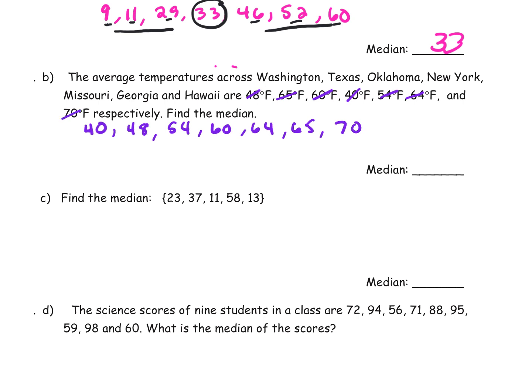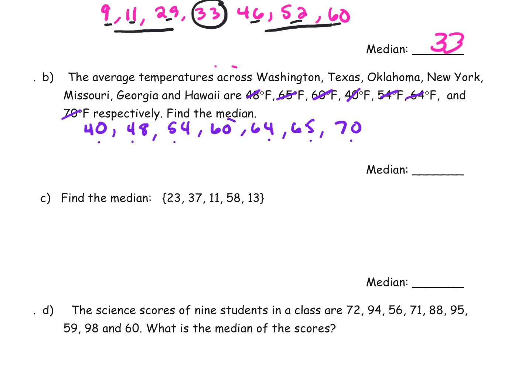So let's count the original number of data items given. 1, 2, 3, 4, 5, 6, 7, which makes sense since they listed 7 different states. So again, we have an odd number of data items, which means we will find an exact middle number. And just like last time, we have 7 numbers. We have 1, 2, 3 on this side, and 1, 2, 3 counting backwards.